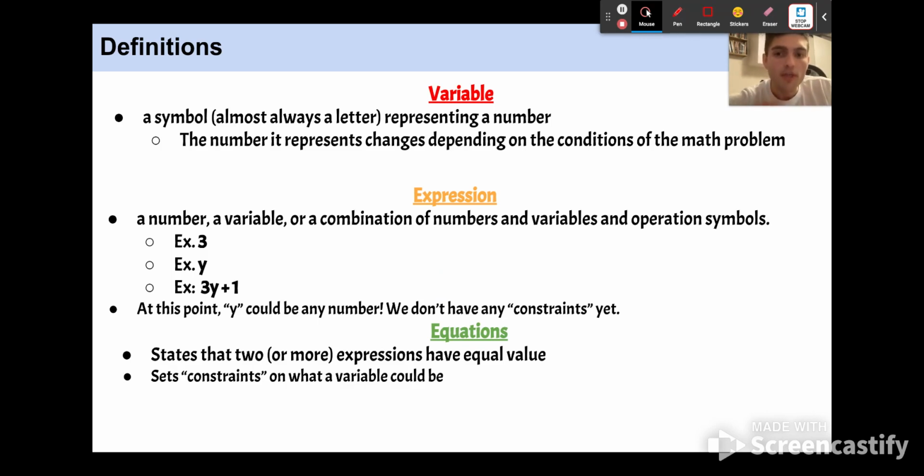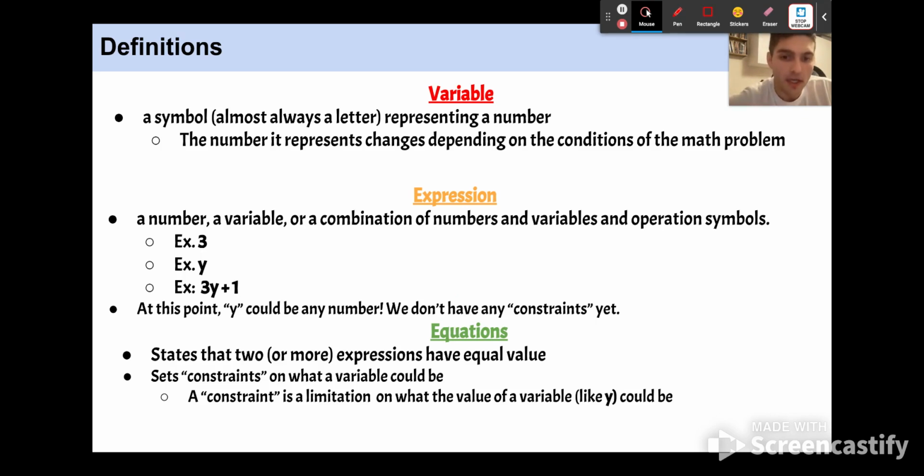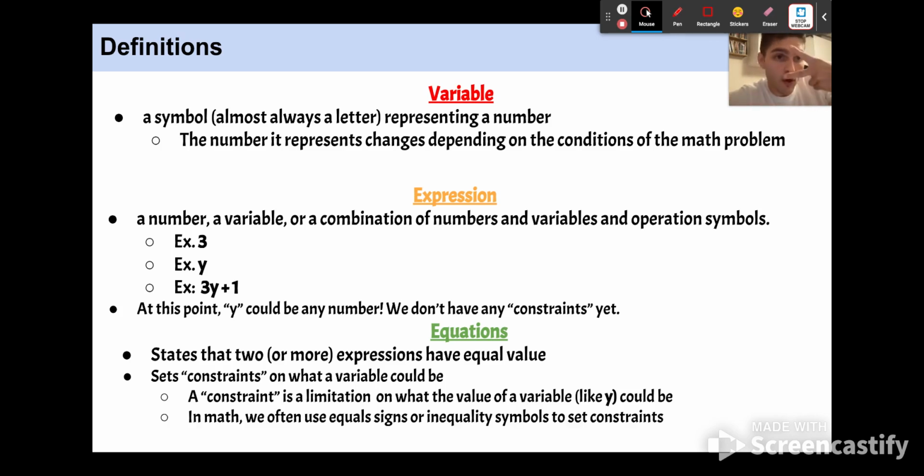But the point is, we're now setting constraints. We're putting limits on what a variable could possibly be. Now we're adding more information. So a constraint is a limitation on what the value of a variable like y could be. In math, we often use equal signs or those inequality symbols to set constraints on expressions. All right. So for example, 3y plus 1 equals 10. There's only one possible number that y could be. It's 3, by the way.